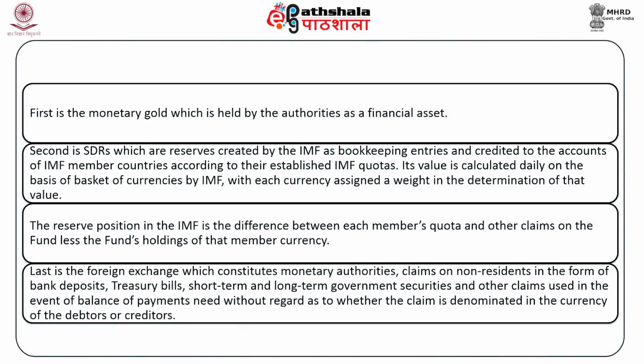First is monetary gold, which is held by the authorities as a financial asset. Second is the SDR, which are the reserves created by the IMF as bookkeeping entries and credited to the accounts of IMF member countries according to their established IMF quotas. Its value is calculated daily by the IMF on the basis of a basket of currencies, with each currency assigned a weight in the determination of that value.